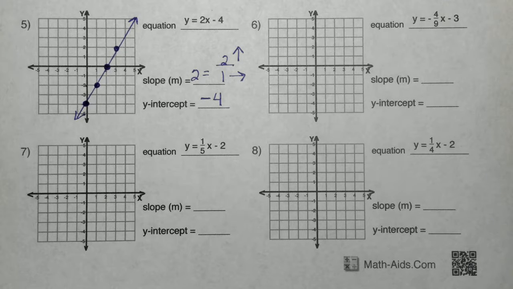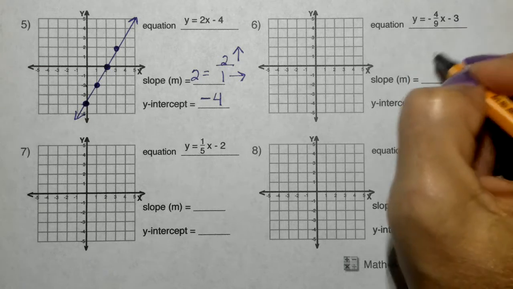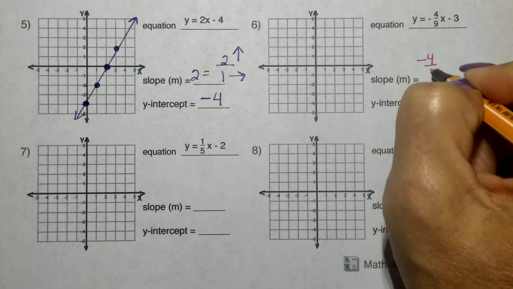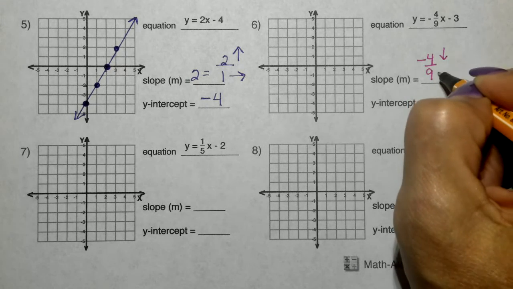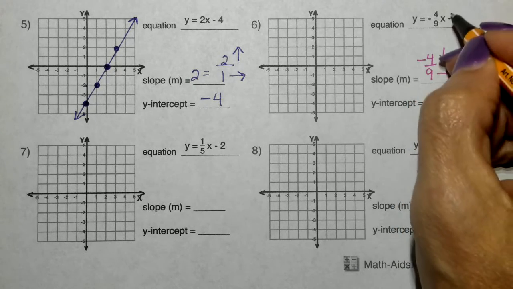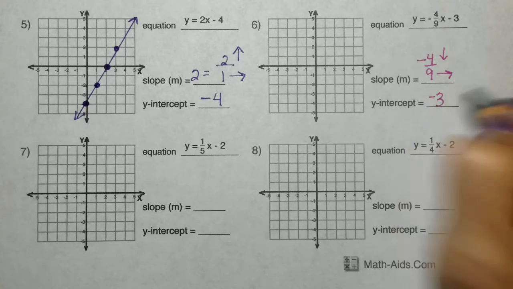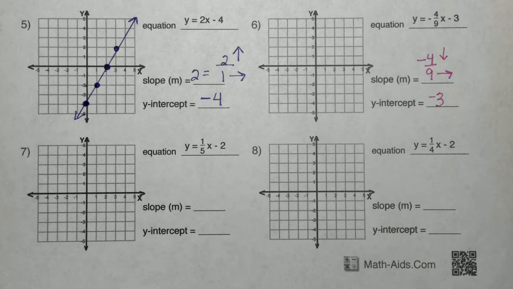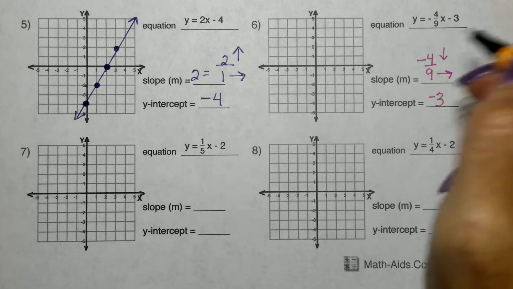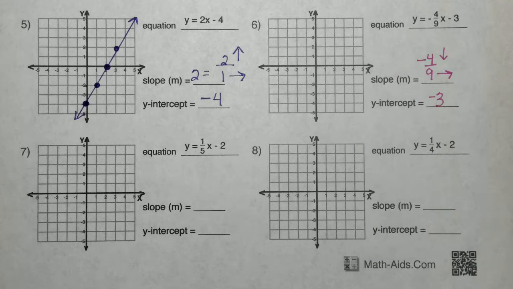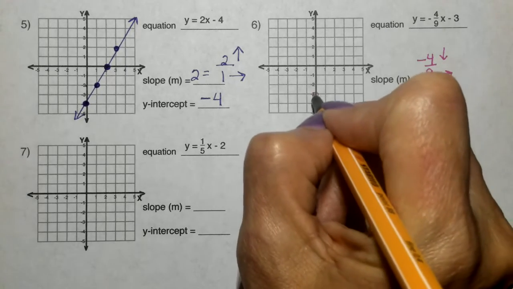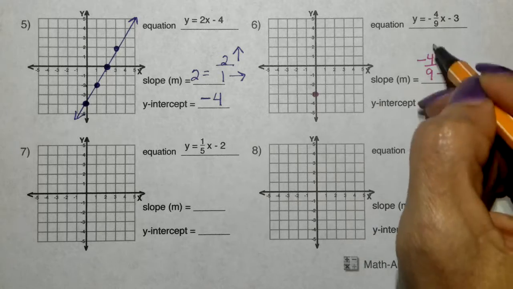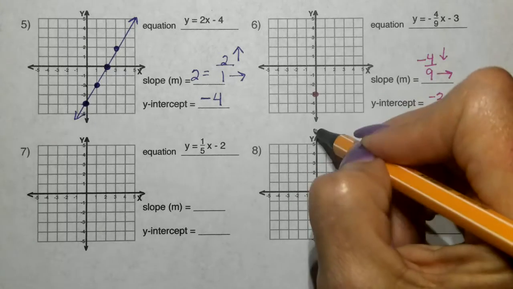Our next one has a slope of negative 4/9. And this is going to be down 4 to the right 9. My y-intercept is at negative 3. Now this one's going to go off of our graph just a little bit, so we'll make this work the best that we can. But we only go up to 5, and this has a 9 on it. So we'll make it work. So we're going to start at negative 3 here. Now remember, this is negative 4, so that would take us off our graph.